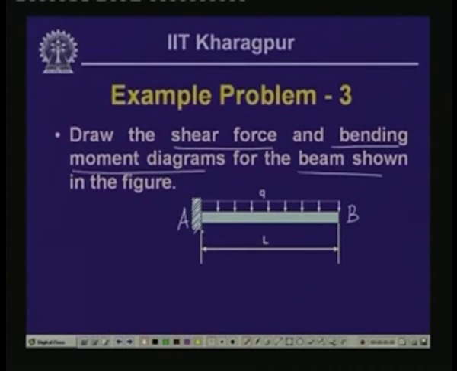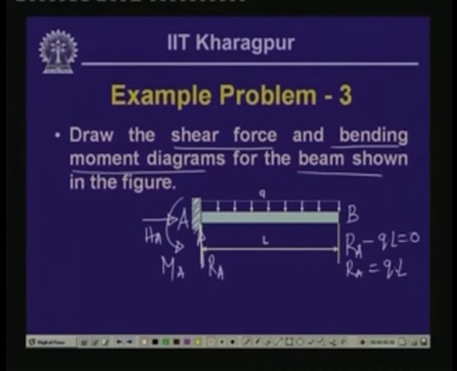Now, the reactive forces will be, as you know, the vertical reactive force which is Ra, the horizontal force which is Ha, and a bending moment which is Ma. Now, summation of the vertical forces is 0, gives us that Ra minus Q times L is equal to 0. So, the reactive force Ra is equal to Q into L.